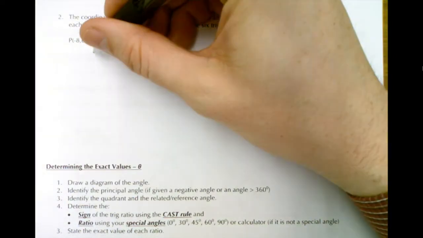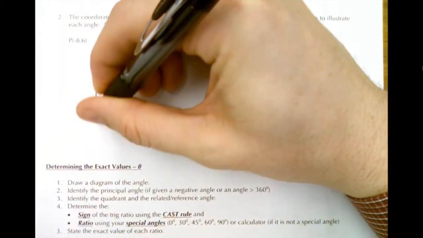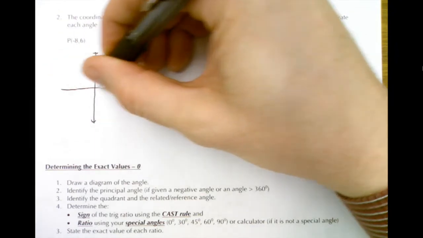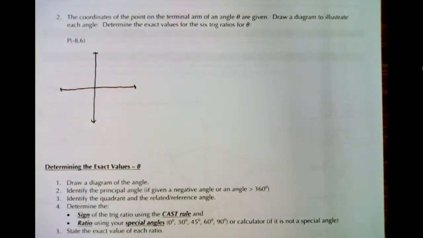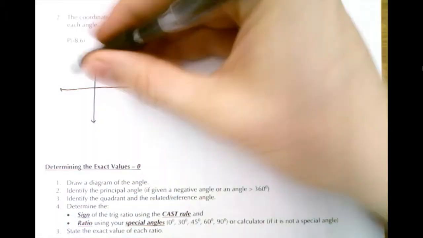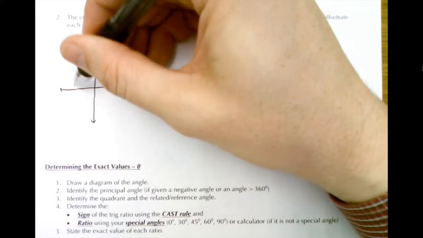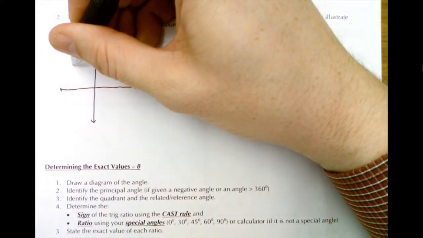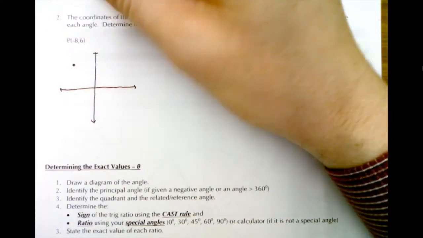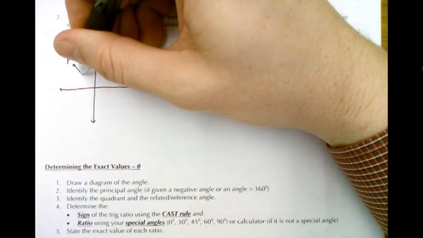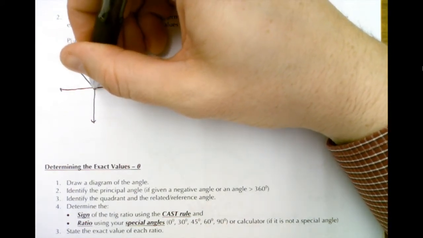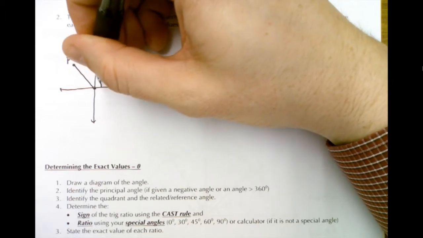So to draw the diagram, we're going to draw the Cartesian plane. And we're going to plot the point negative 8, 6. Negative 8 would be on the negative x scale, and 6 would be positive. So I'm going to approximate where it is. And I'm going to draw the terminal arm to the vertex. And I'm going to draw my angle from standard position.